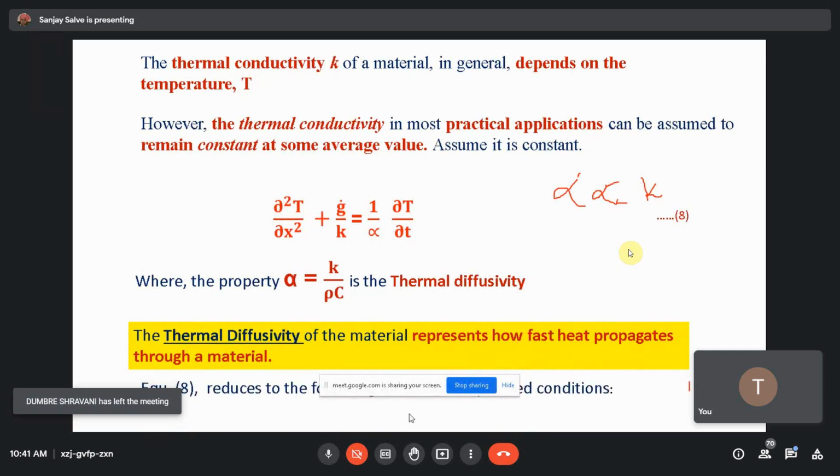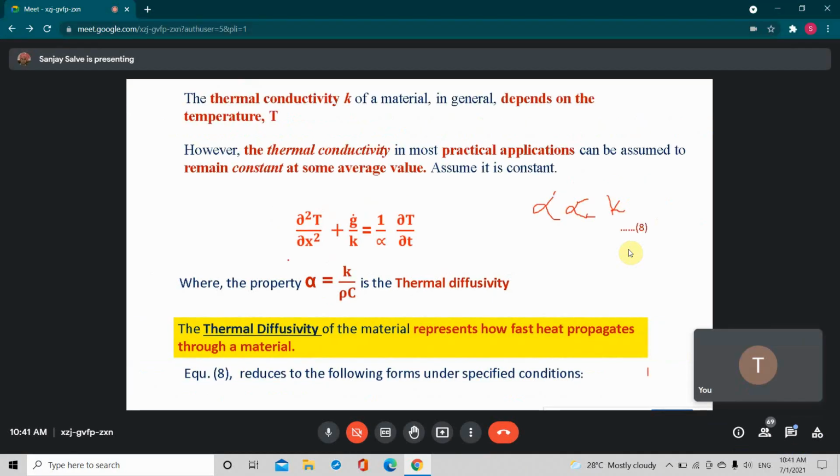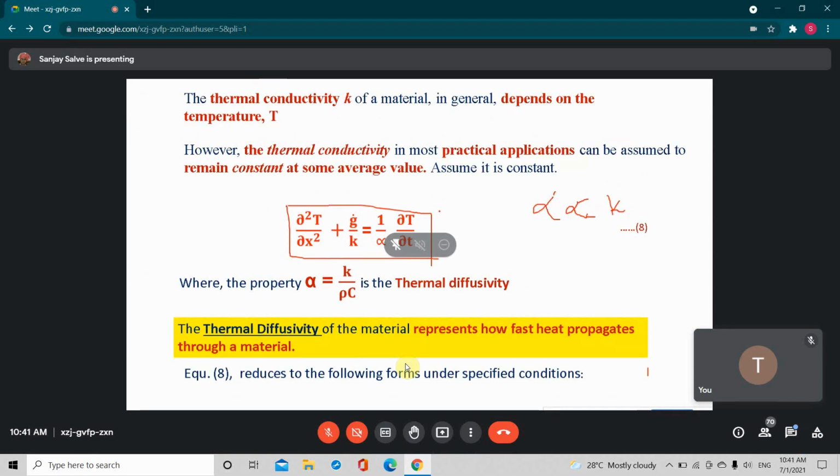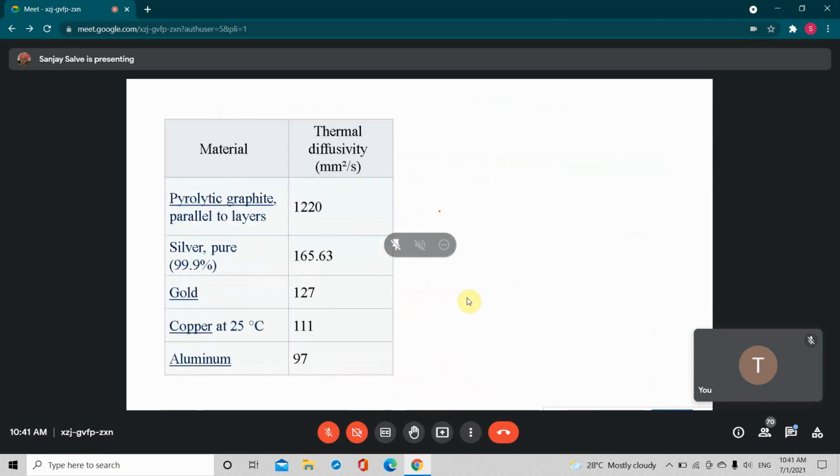Next, equation 8. So here equation 8, this is the final equation: del square T by del x square plus G dot by K is equal to 1 by alpha del T by del small time t. This is the final equation. Now you have to reduce this equation into different forms. Equation 8 reduces to the following forms under specified conditions. Which are the specified conditions? These are the specified conditions.